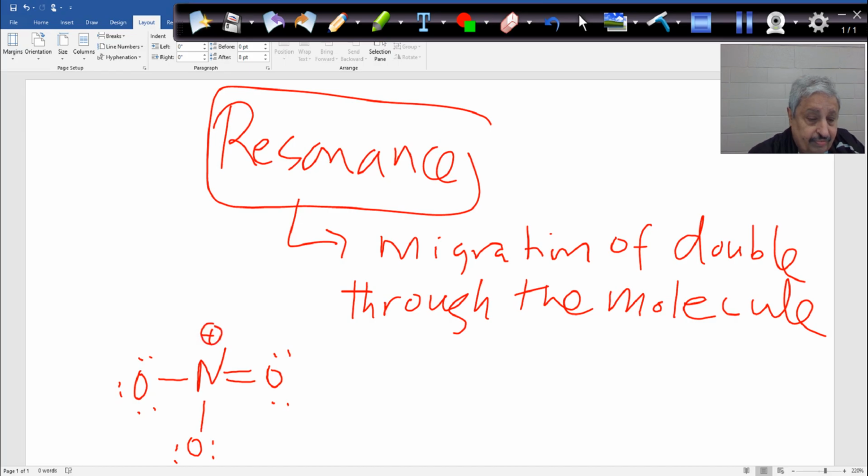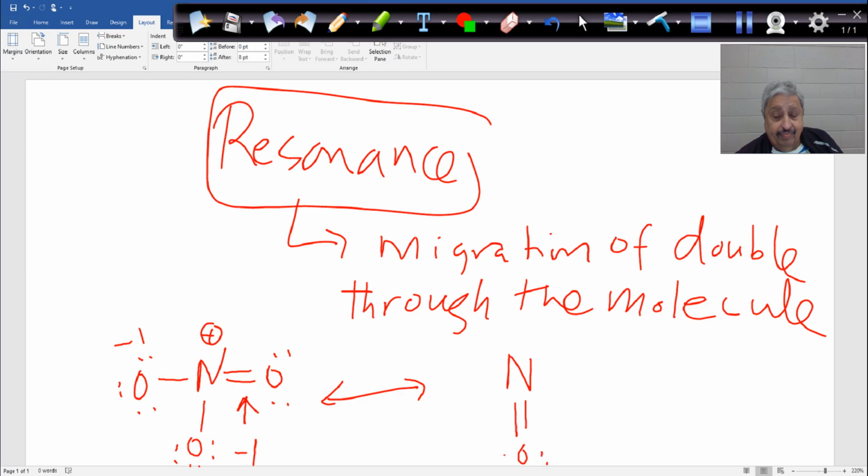It's positive, it's negative, it's negative. So, and the whole thing then, nitrate is negative. So this double bond here can migrate. So I can say it can migrate then to the second one. So now it is here.